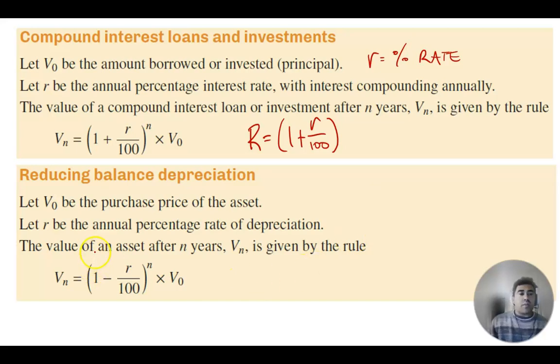Now this again happens with reducing balance depreciation. The only difference is that we are dealing with minus, because it is losing a certain amount as time goes on. So your multiplicative factor will be a value that is less than 1. If it's greater than 1, so 1 point something, it's increasing. If it's exactly 1, it stays the same. If it's decreasing, it will be 0 point something. And there again, in this case, your R is going to be equal to 1 minus small r over 100, where again, r is a percentage rate that's given to you within the question.